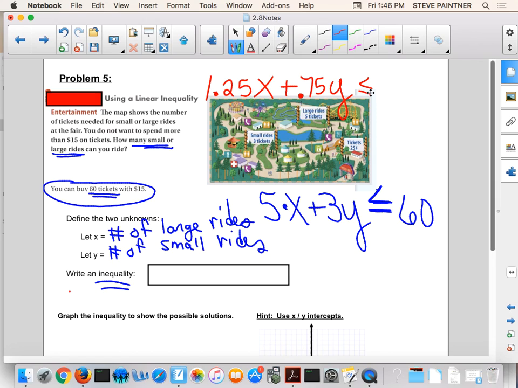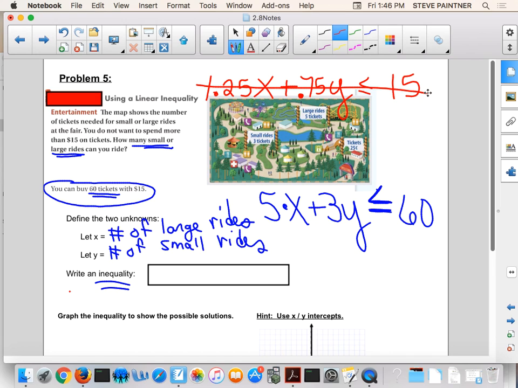What am I putting here? 15. Now I can put the 15 for money. This is how much money it costs for large plus how much money it costs for small rides. This is all my money, 15. See, here's the deal. If you use 15, you got to use money plus money. If you use 60, you got to use tickets plus tickets. Now, I personally would go with this equation. How come? Easier. No decimals. Yuck. Decimals just don't.